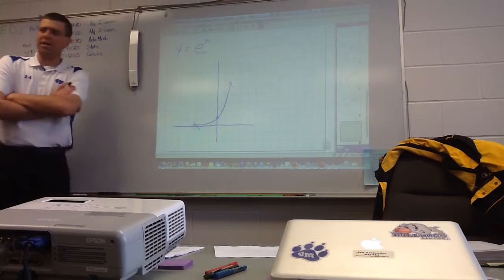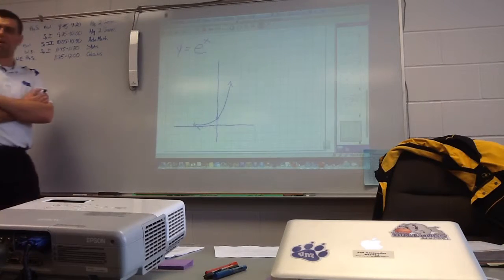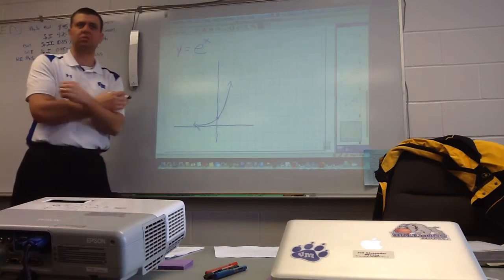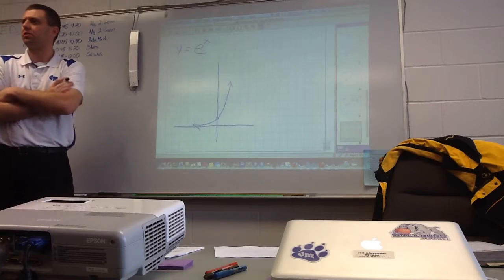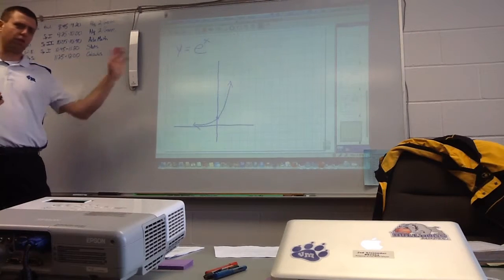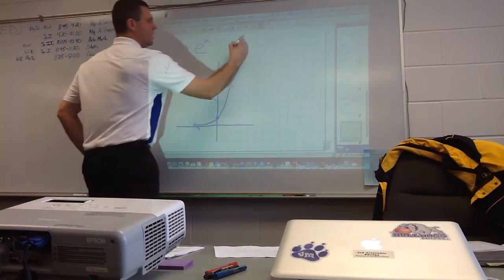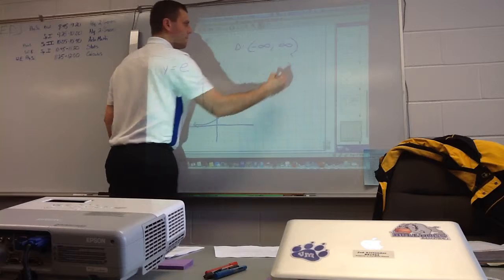Okay? What numbers can you plug in for x and expect to get an answer for y? Anything, right? Negative infinity to positive infinity. You can plug in any number you want for x and you'll get an answer. You can take e raised to a negative 1,000, e to a positive, you'll get an answer. This graph goes forever, left and right. So your domain, negative infinity to positive infinity.